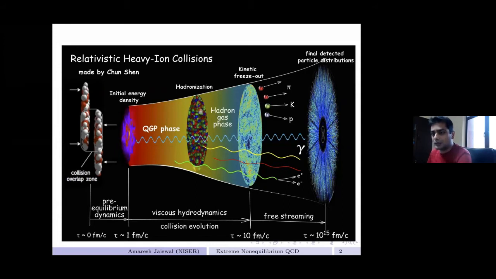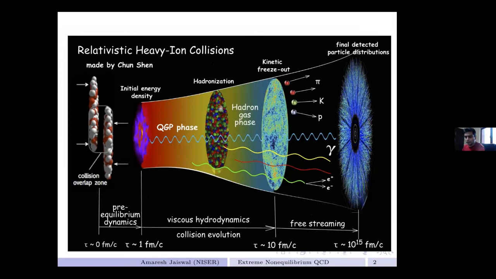You see, this beautiful picture is made by Chun Shen. I will just use it and acknowledge him. In this collision of two nuclei, hydro plays a major role. We know that one can use hydro models to explain a major part of the evolution of QCD matter, which is formed in collision of two nuclei.